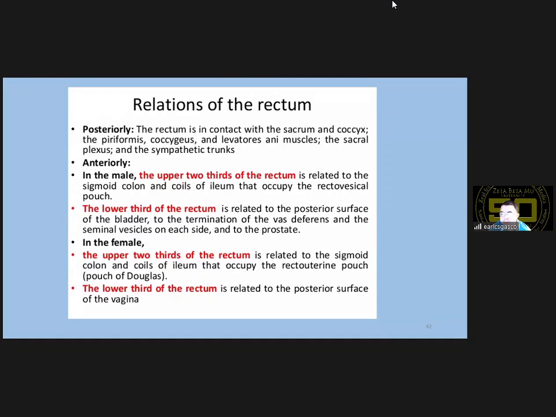In females, instead of the rectovesical pouch, the upper two-thirds is related anteriorly to the recto-uterine pouch, or the pouch of Douglas, the cul-de-sac of Douglas. The lower third of the rectum is related to the posterior surface of the vagina.